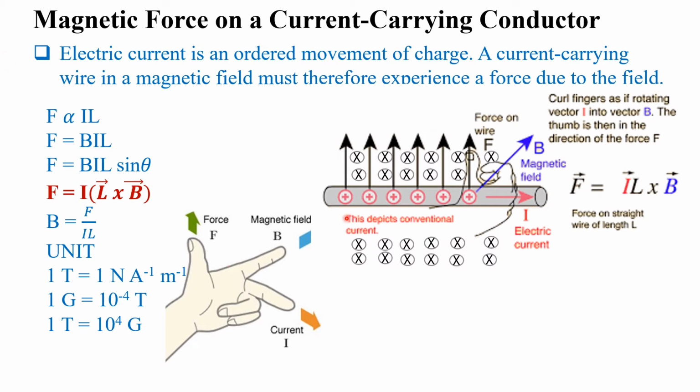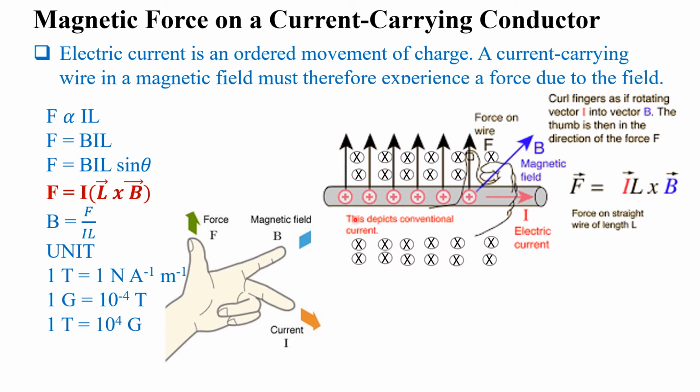The thumb and first two fingers are set at right angles to each other, with the first finger pointing in the direction of the magnetic field, and the second finger pointing in the direction of current. The thumb gives the direction of force.